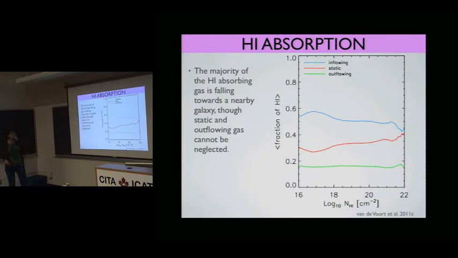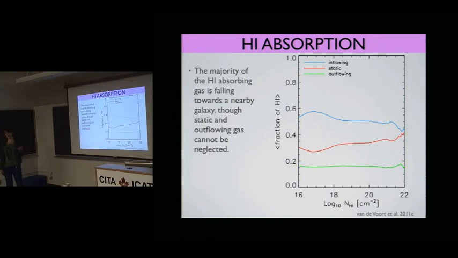I use a quarter of the circular velocity: if it flows in faster than that, I call it inflowing. If it flows out faster than a quarter of the circular velocity, it's outflowing. And if it's moving more slowly, it's static. There's quite a large fraction that's just static, just sitting in a halo, but the biggest contribution is the gas that's flowing in, and the outflowing gas is actually relatively unimportant. So it is not only cold and inside halos, but it's also inflowing.